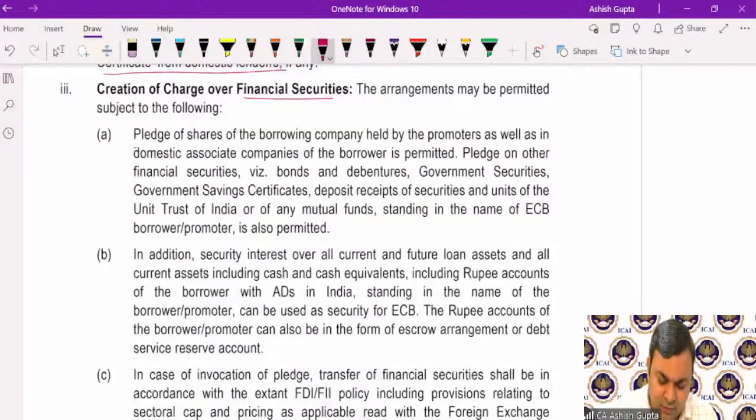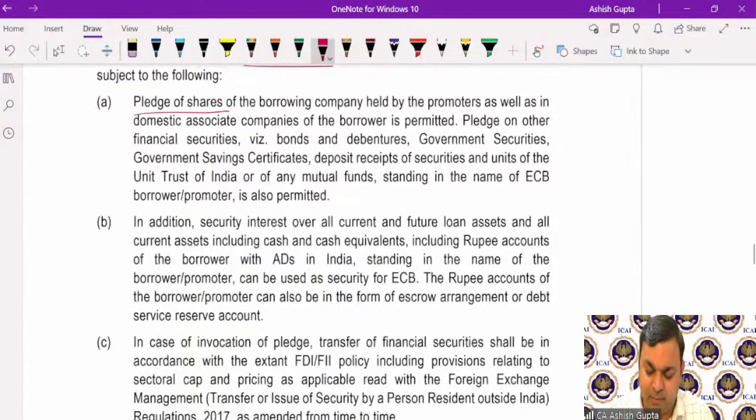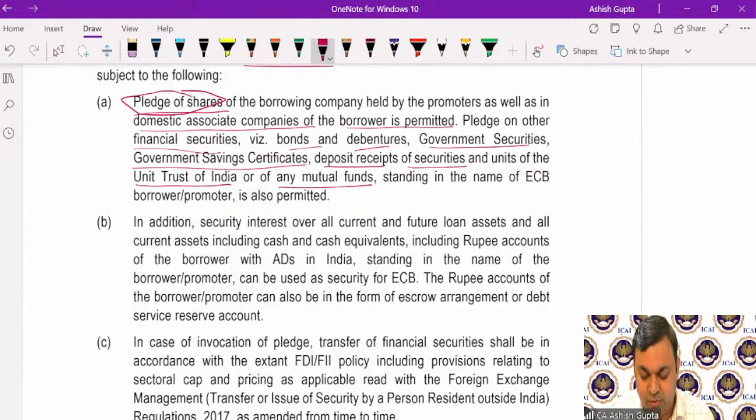Pledge of shares of the borrowing company held by the promoter as well as domestic associate companies of the borrower is permitted. You can pledge such shares, but you cannot force the register of members; the name of the recognized lender will not be changed. Pledge on other financial securities like bonds, debentures, government securities, government savings certificates, deposit receipts of securities, units of UTI or any other mutual fund standing in the name of the ECB borrower is also permitted.